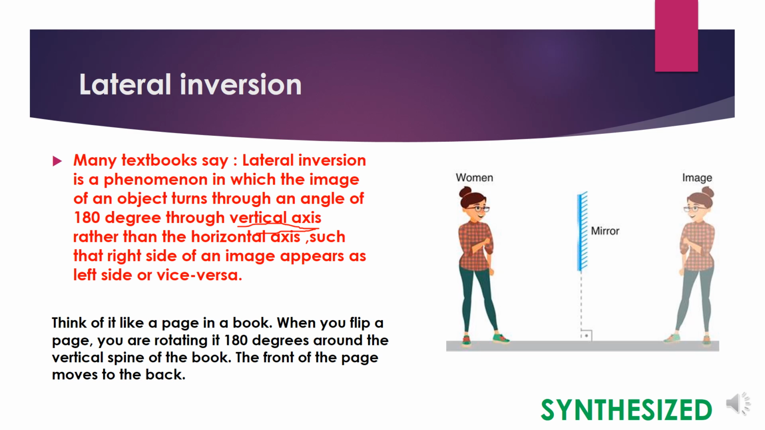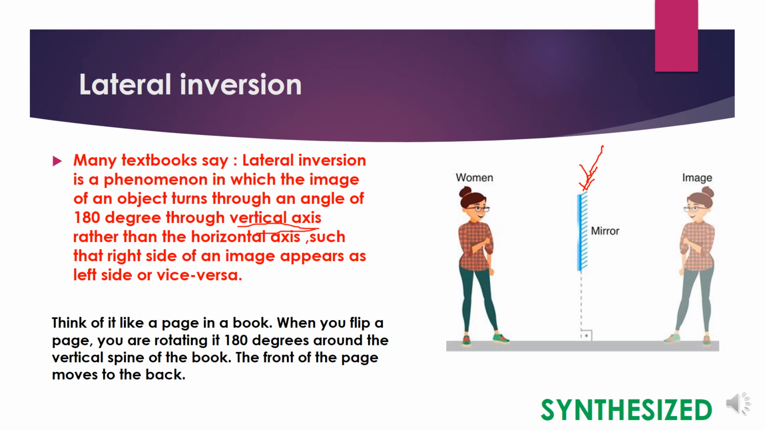So imagine a vertical axis. You can look over here, this is the vertical axis. It is like a straight invisible pole standing right in front of you. Now if you were to grab this pole and spin your body 180 degrees around it, you would end up facing the opposite direction. You would be looking away from the mirror. But in a mirror, the image turns those 180 degrees to face you.